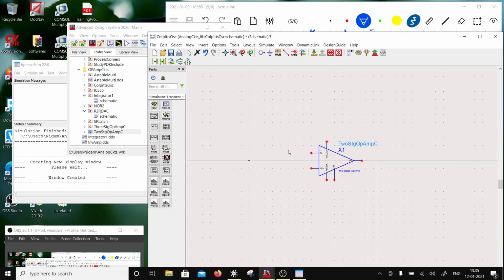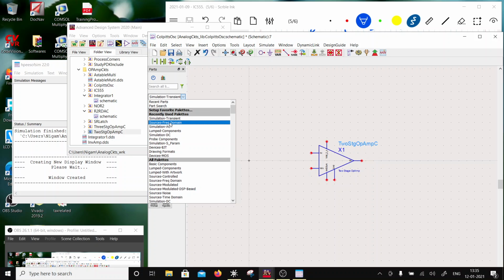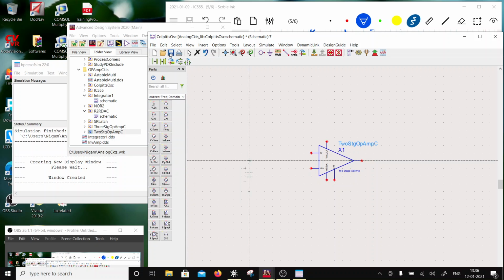VCM. Okay, so I'm going to put a VCM here. So sources frequency domain, this is going to be 2.4 volts, and this I'm going to put here as 1.35 as a common mode input, right? That's around 2.7, so basically half the swing. That's what I'm doing here. So I'm somewhere in between the swing, right?